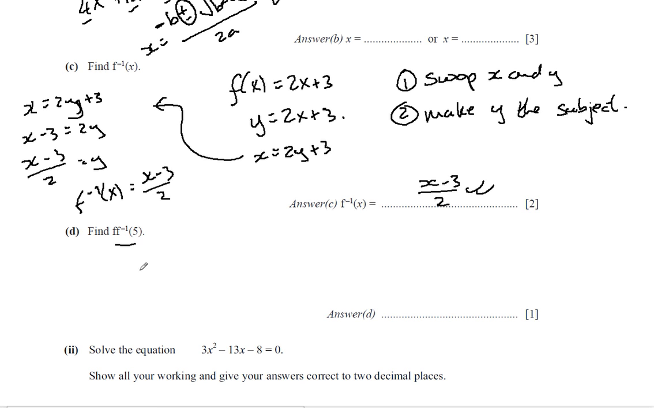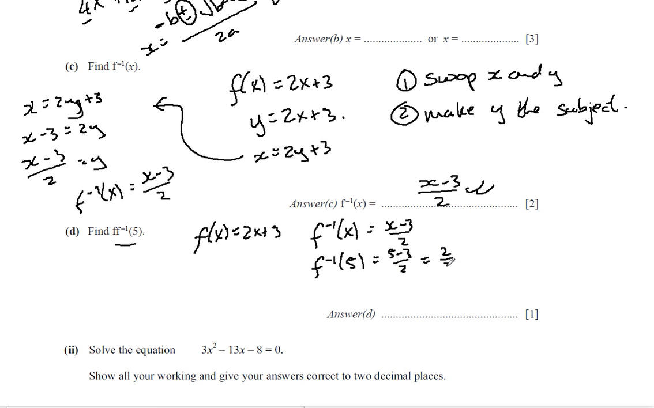f of the inverse of 5. f of x is 2x plus 3. The inverse of f of x we now know is x minus 3 over 2. Starting from the right side, what is f to the negative 1 of 5? Well, if f to the negative 1 of x is equal to x minus 3 over 2, f to the negative 1 of 5 is going to be 5 minus 3 over 2, which is 2 over 2, which is 1. So f to the negative 1 of 5 is just 1.